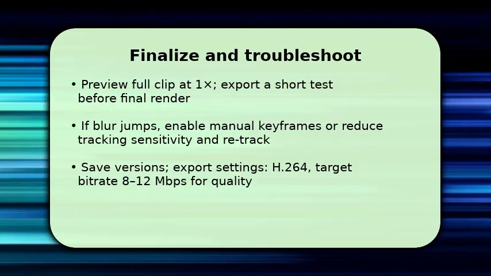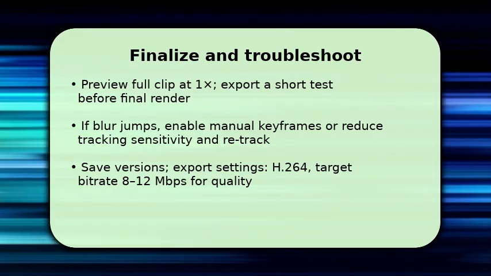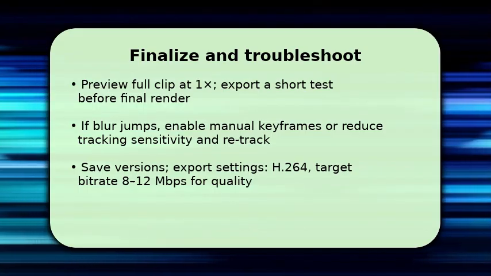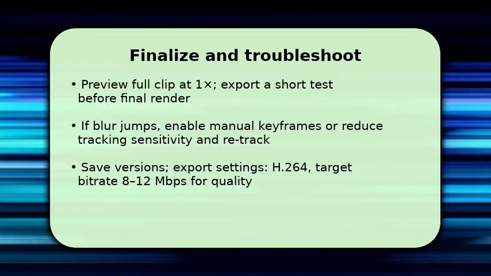Once satisfied, save a version and render full export using H.264 with an 8 to 12 Mbps target bitrate for good quality and manageable file size. A quick troubleshooting tip: if persistent wobble occurs, mask a slightly larger area and increase feather to hide small tracking errors.